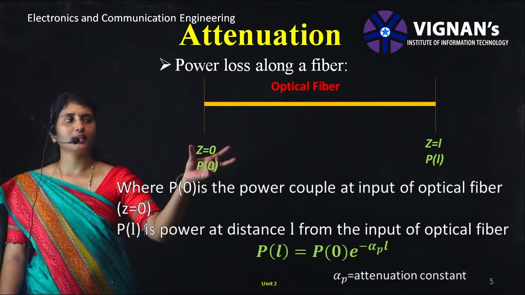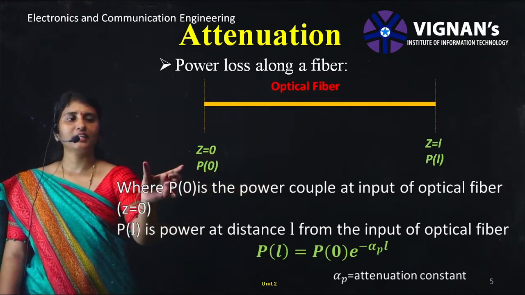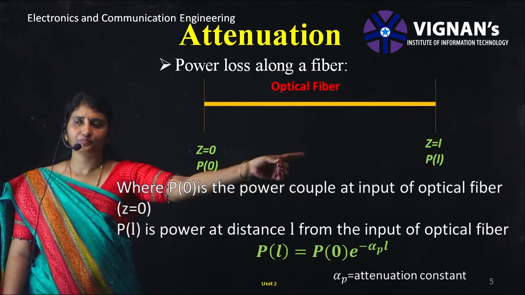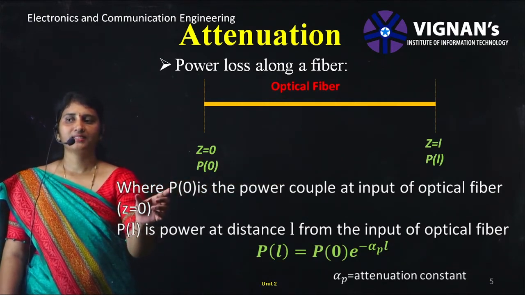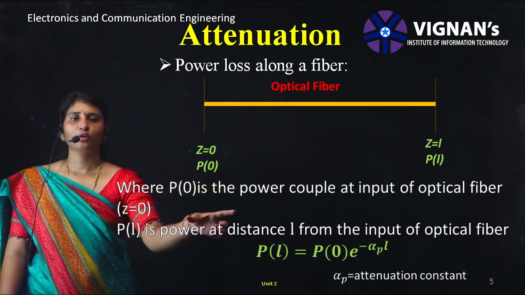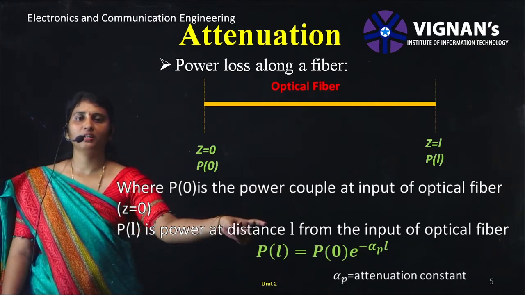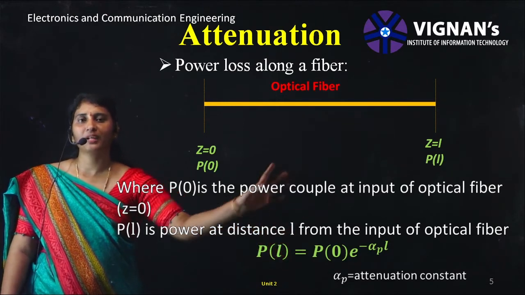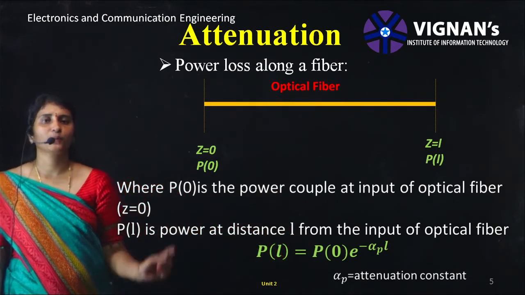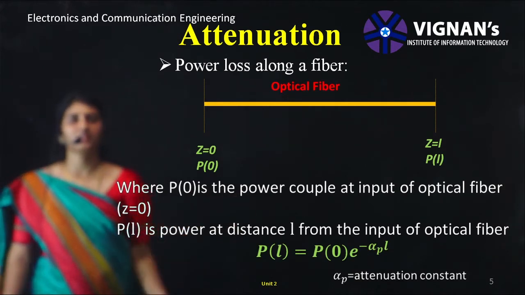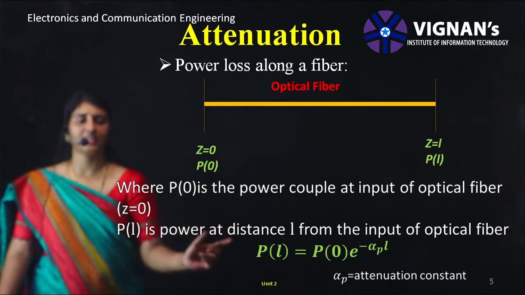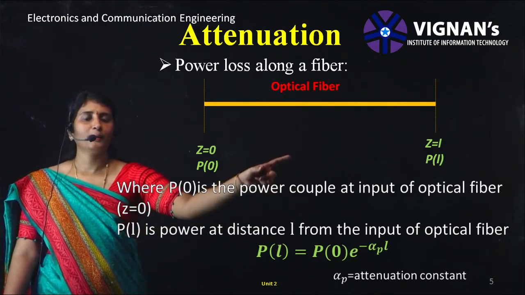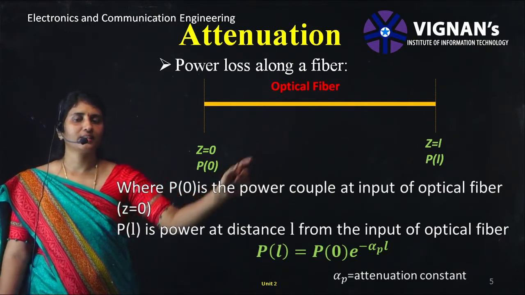Suppose here I am considering an optical fiber of length L. The initial power is P of 0, and over a length of L the power is P of L, at Z equal to L. So the output power P of L is given by P of 0 into e power of minus alpha P into L. This alpha P is your attenuation constant. The attenuation constant determines how much loss is encountered when the power P of 0 is transmitted through a length of L, and P of L power is received at the ending part.